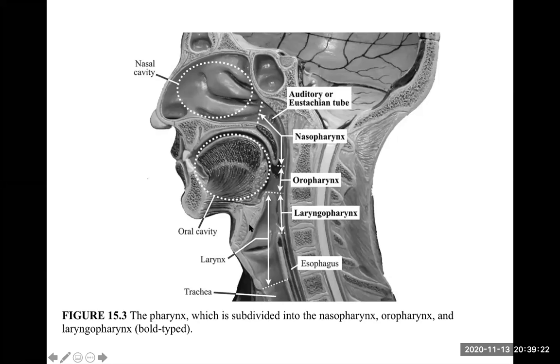Here's your oral cavity, and then the larynx will be at the top of the trachea. The trachea goes down the anterior side of the neck, with the esophagus going down the posterior side of the neck.